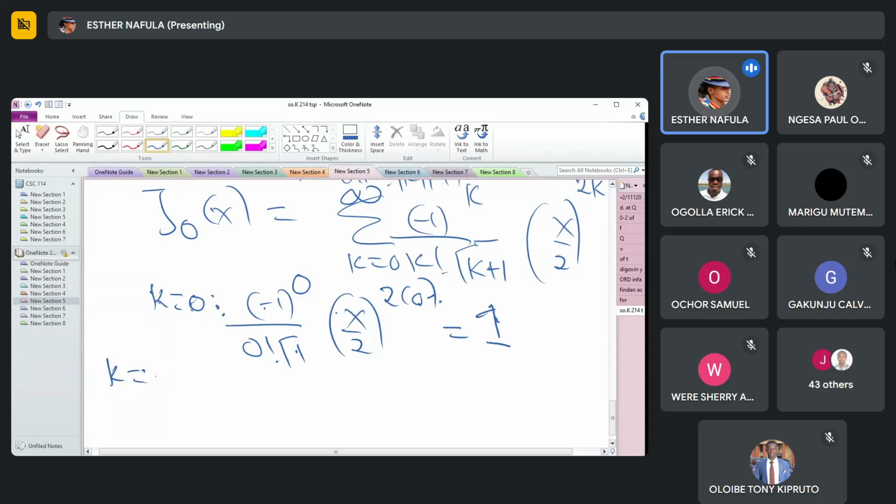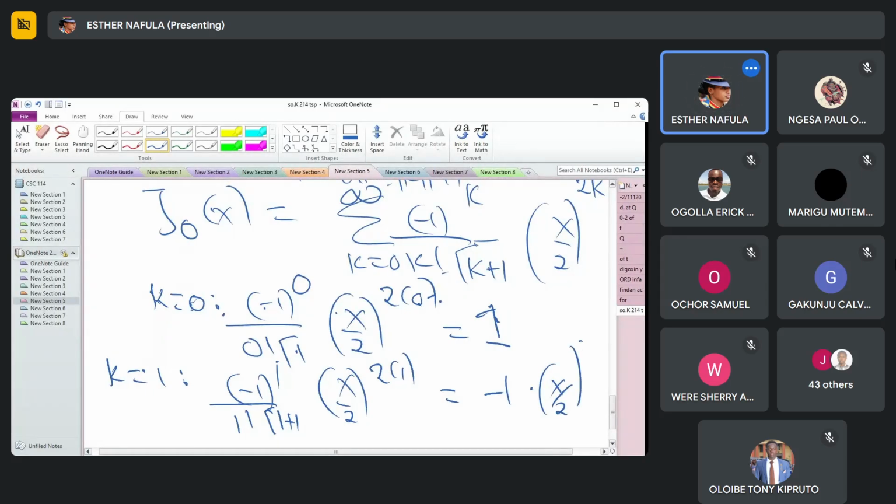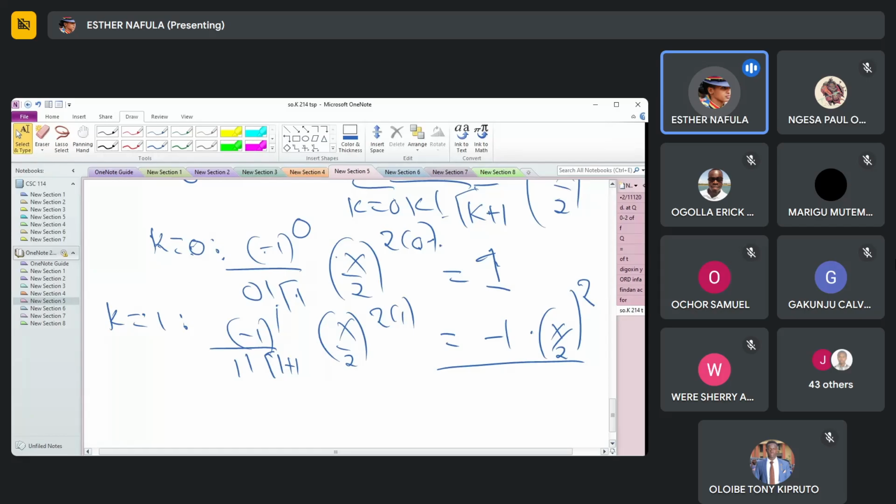When k is equal to 1, what do we have? (-1) raised to power 1, divided by 1 factorial, gamma of 1 plus 1, times (x/2) raised to 2 times 1. This is minus 1 times (x/2) squared, divided by 1 factorial, which is 1. What is gamma of 1 plus 1? We can express this in terms of the factorial function: 1 factorial.